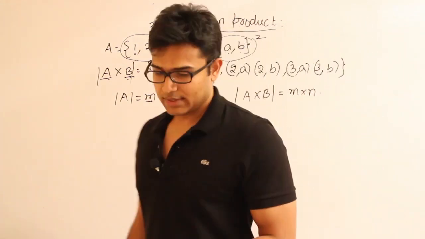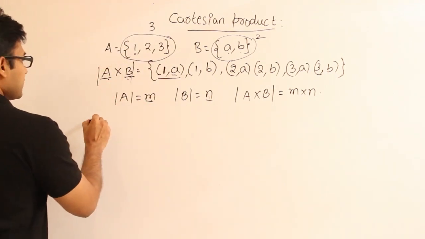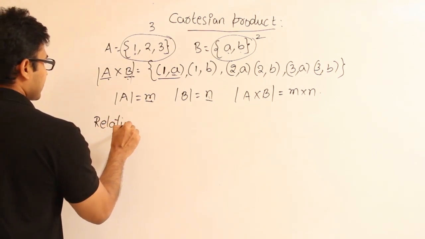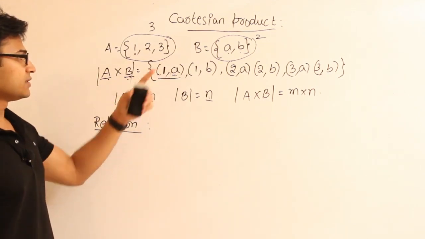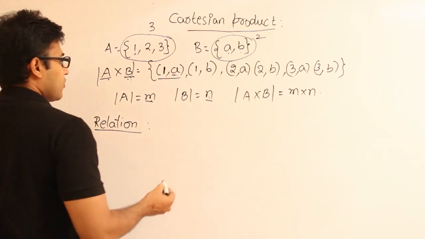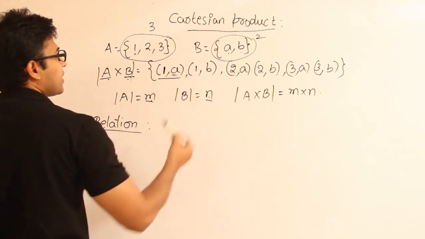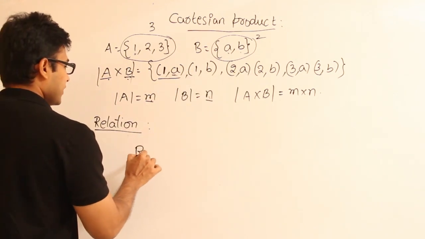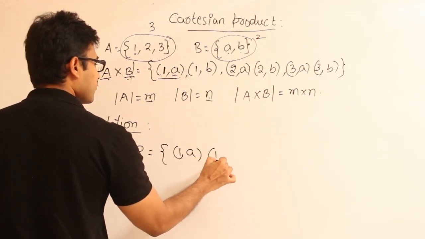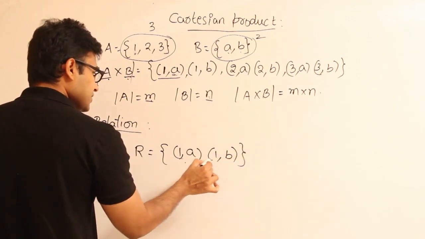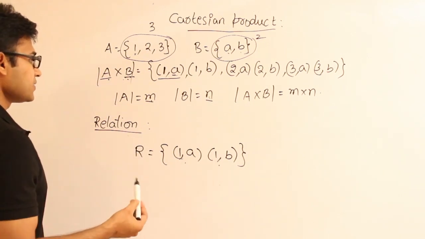Now, a relation is generally taken from the Cartesian product. So a relation is nothing but a subset of the Cartesian product. Assume that this is the Cartesian product, isn't it? Now I can define the relation like this. I can take a subset from this and say that it is a relation. So I can write R equal to, taking some of the elements, let us say (1, a) and (1, b), right? Now this is a subset of this Cartesian product and therefore it is a relation.